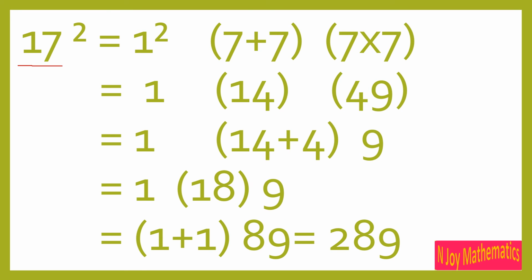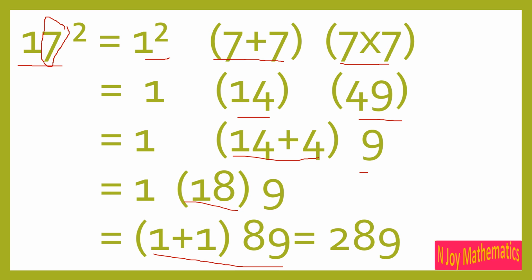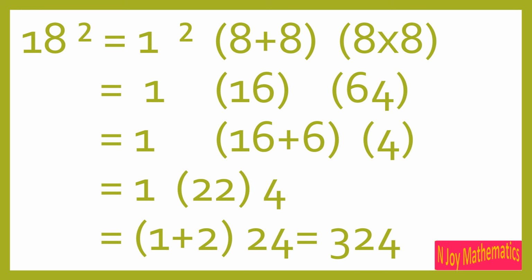Next, 17 square. It's 1 square actually, 7 into 7, and 7 plus 7. We write the ones place value as multiplication and the tens as addition. So 7 sevens are 49, and 7 plus 7 is 14. So 9 I have written, 4 I have carried over. So 14 plus 4 is 18, so 8, and again I have 1 carried over. My answer is 289.